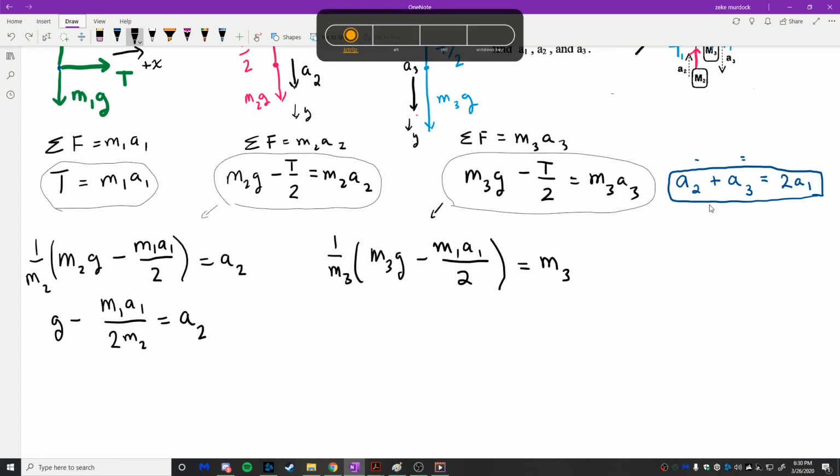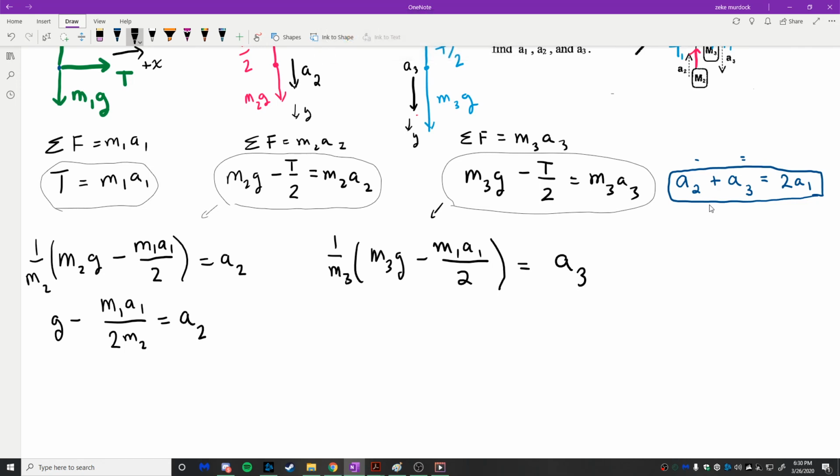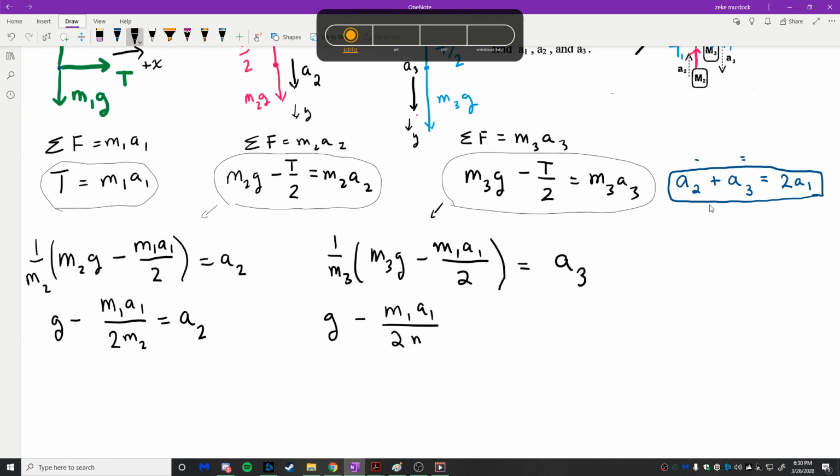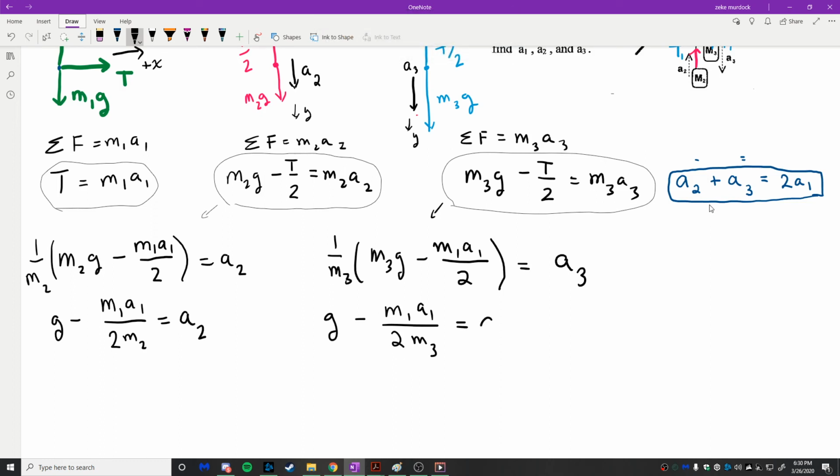Oh, I already divided the thing. So this is just A3 now, which when we multiply 1 over M3 through this, we get G minus... and then we apply this one. We know that A2 plus A3 is equal to 2A1, right? So we say this one plus this one equals 2A1, right?